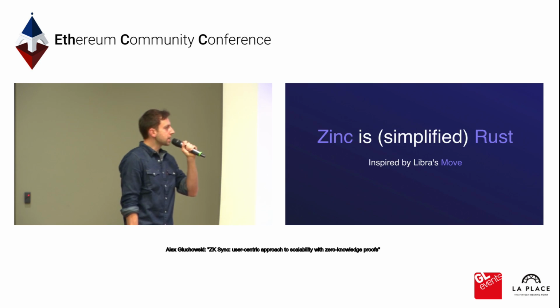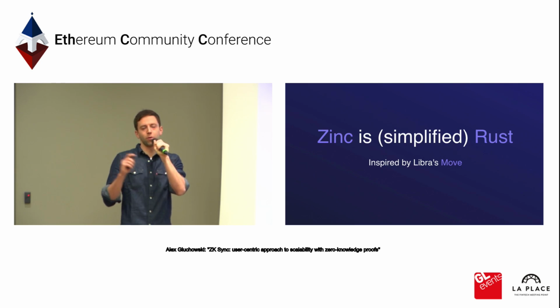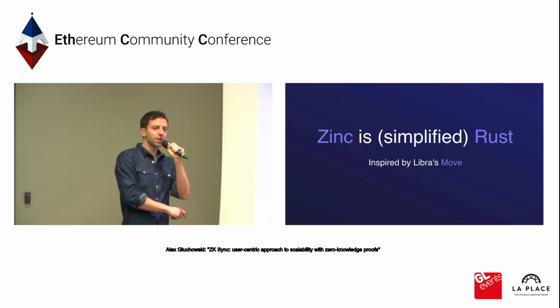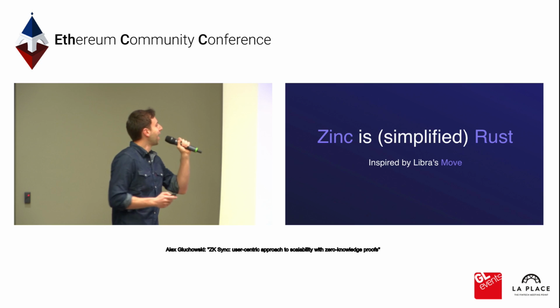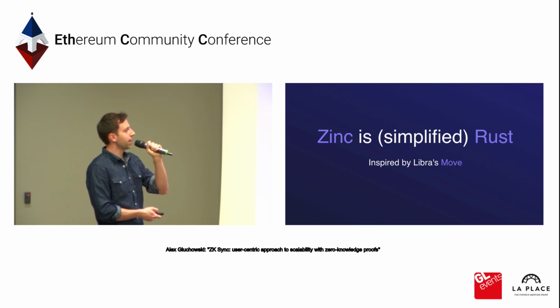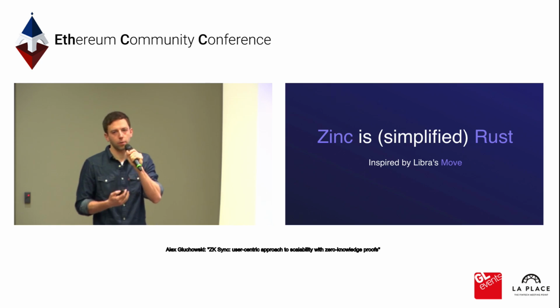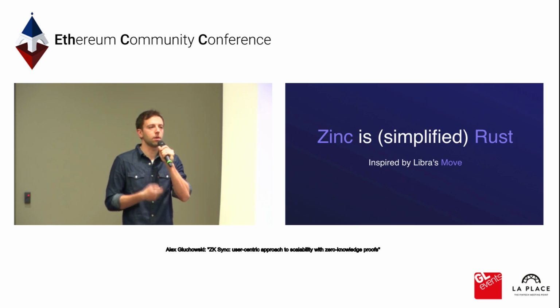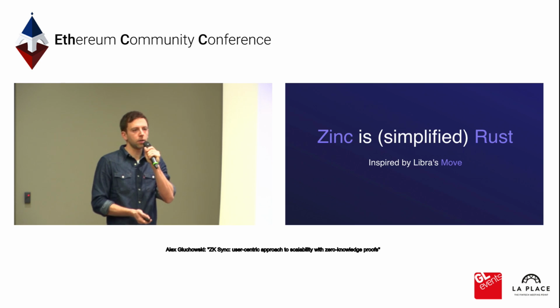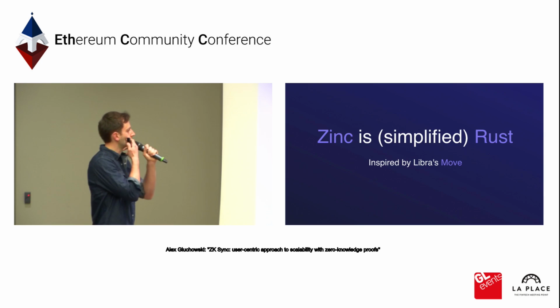So essentially, Zinc is a subset of Rust. It's a simplified Rust. So if you love Rust, you will also love Zinc. If you hate Rust, don't worry, we excluded the parts which you hate. And it was in part inspired by Facebook Libra's Move language, because Rust is one of the most secure languages. It's a preferred language for cryptography these days, and if you want to write robust code, you write it in Rust more than in other languages, and there is a reason why that is the case.